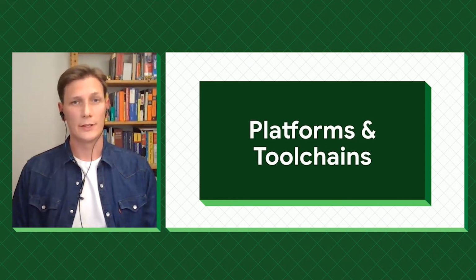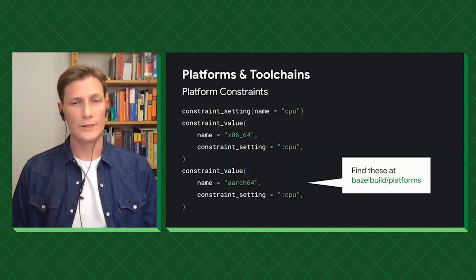Bazel supports cross-compilation with its platforms and toolchains mechanism. I'll give you a brief overview of how it works. We'll start with platform constraints. Platform constraints tell Bazel how your platforms differ. For example, a platform constraint might describe which CPU architecture to run on. First, we define a constraint setting for the CPU architecture. Then, we define values that this setting can take, say x86 or ARM. You can find common CPU and OS constraints on GitHub at bazelbuild/platforms.